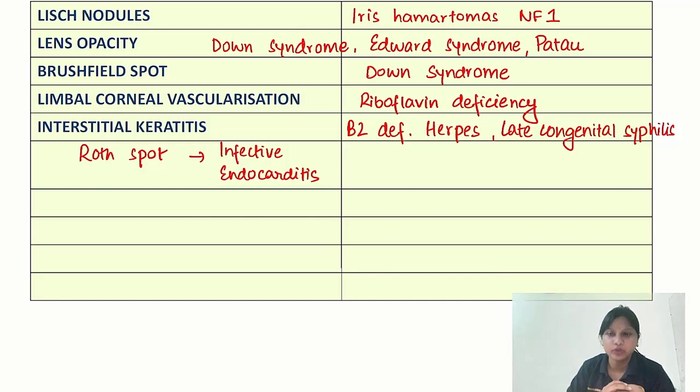If I ask you one question, what is the earliest manifestation of congenital syphilis? The answer will be snuffles. Okay? Now, some other things that we need to remember from eye manifestations. Okay?